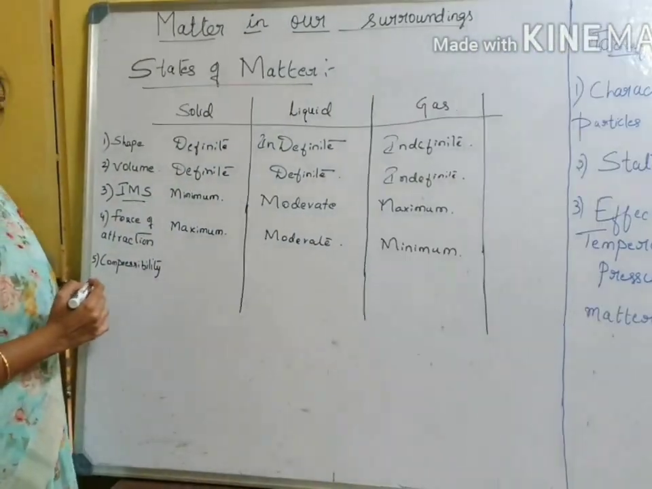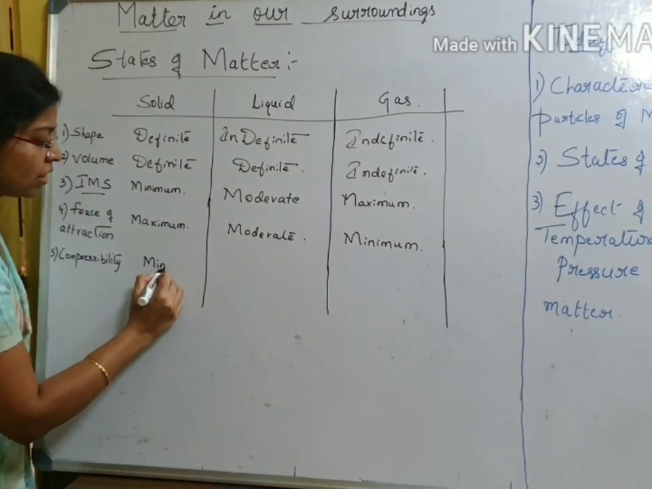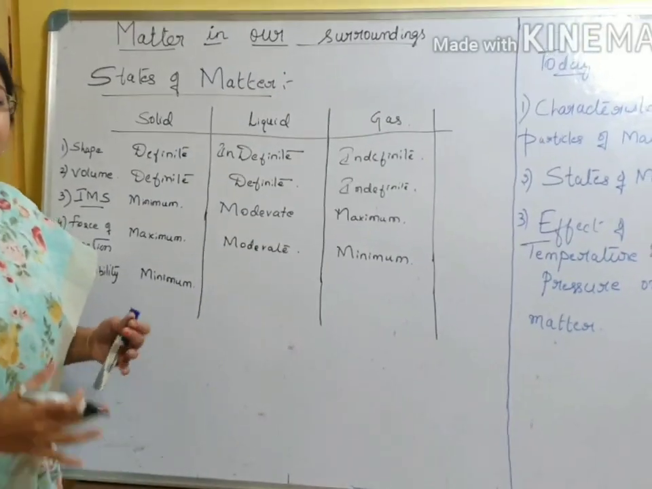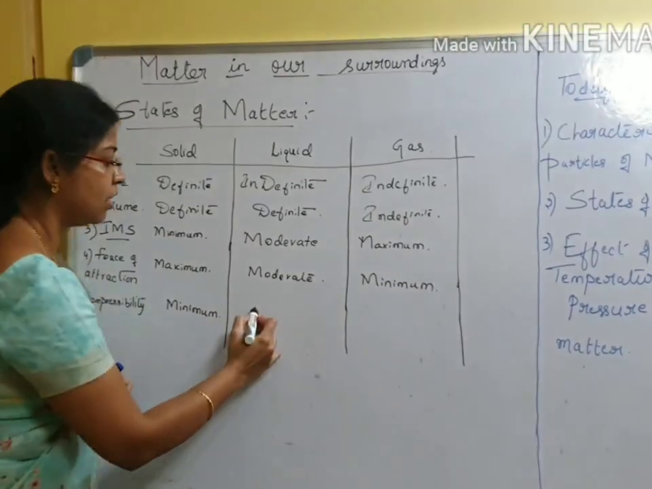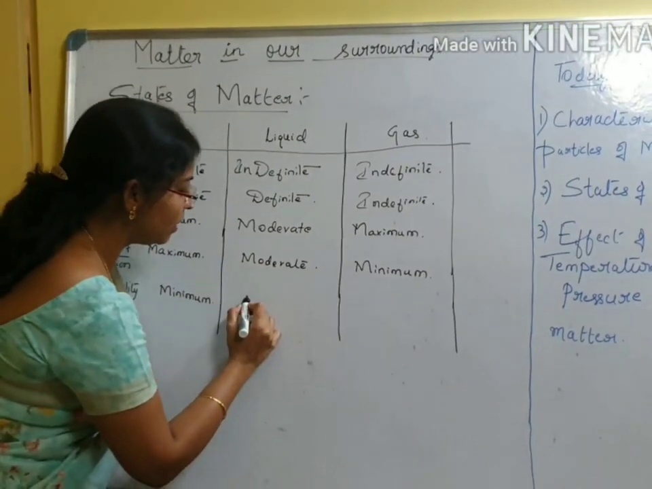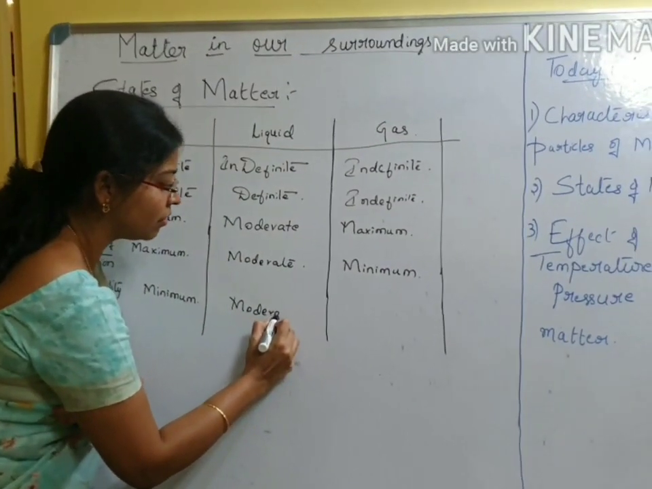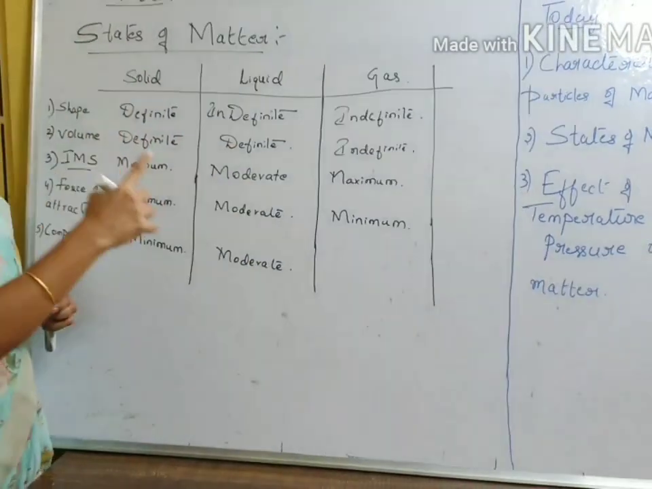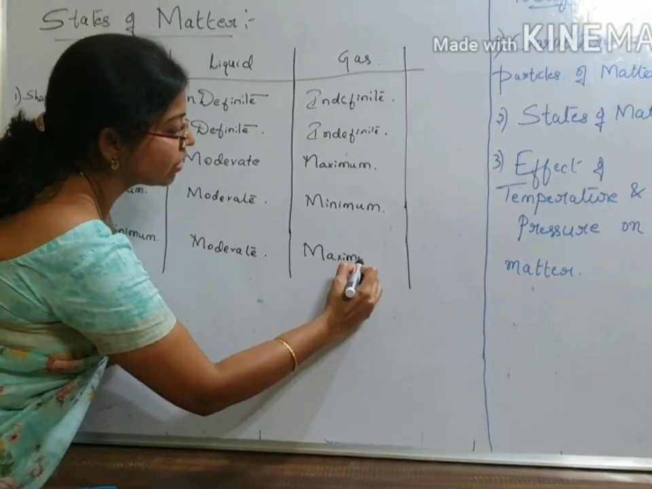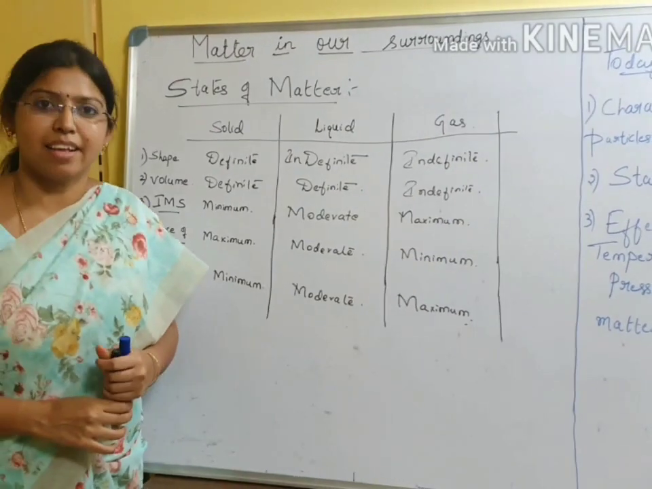What about compressibility? Can we compress a solid? Not much. For example, a duster or the wood. Can we compress the wood? We cannot see much change in compressing the wood. It remains the same. Whereas in liquid, can we compress the liquid? To some extent. It is moderate. But we can compress the gas to a very high level. So these are the properties of solid, liquid and gas.